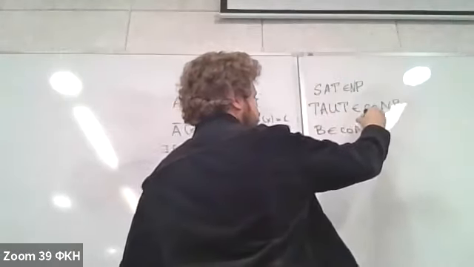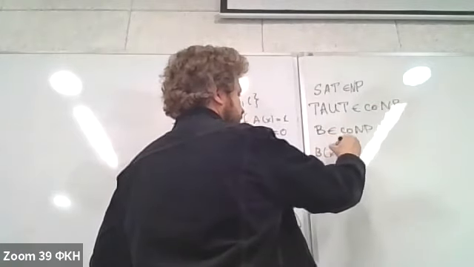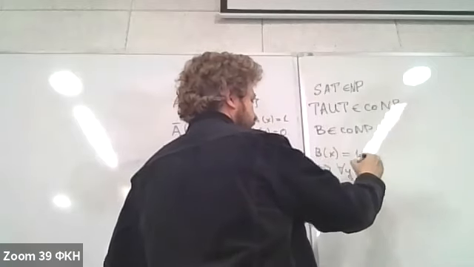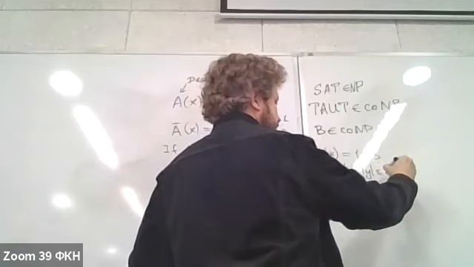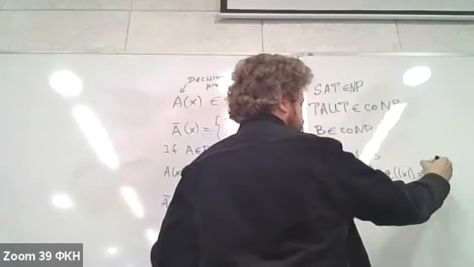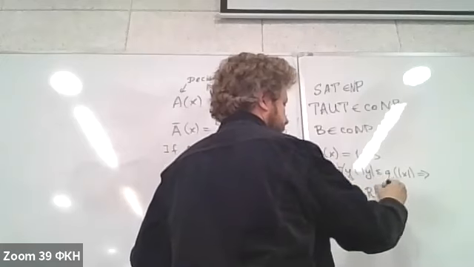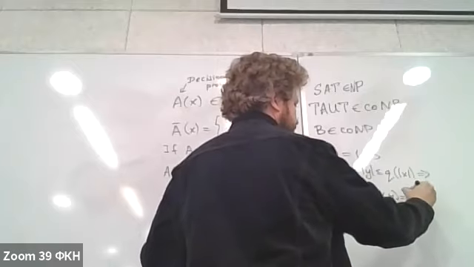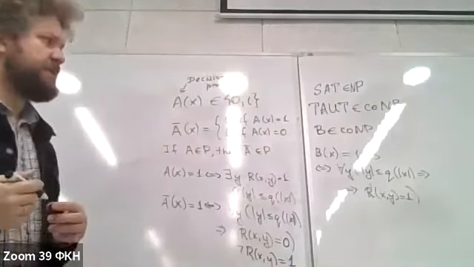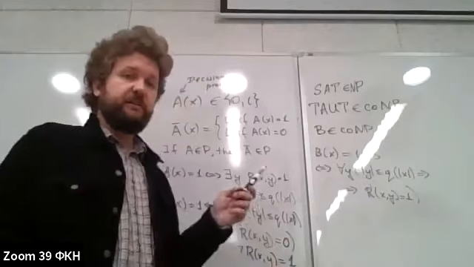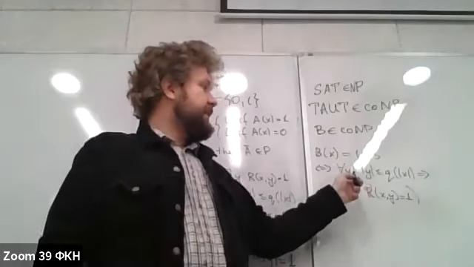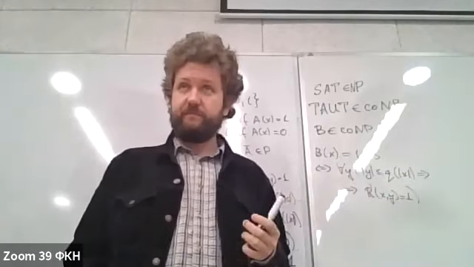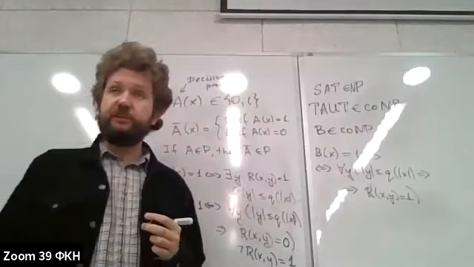B is in co-NP if and only if B of X equals 1 for all Y, where Y is polynomial in X. Let's call R prime of xy the negation of R. So it says that for all y, for all hints of polynomial size, the result should be 1, should be true. Or in terms of non-deterministic computations.